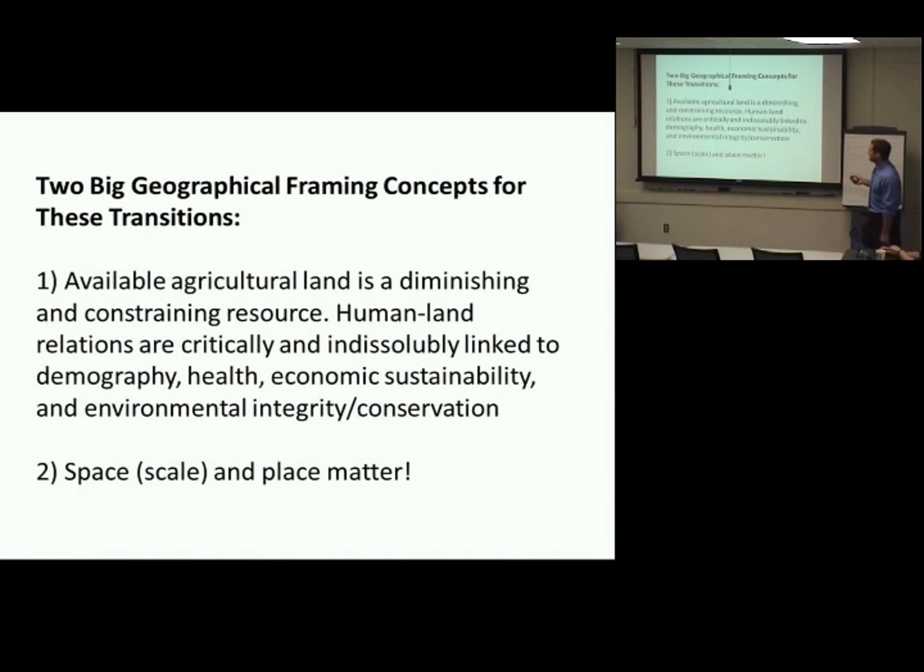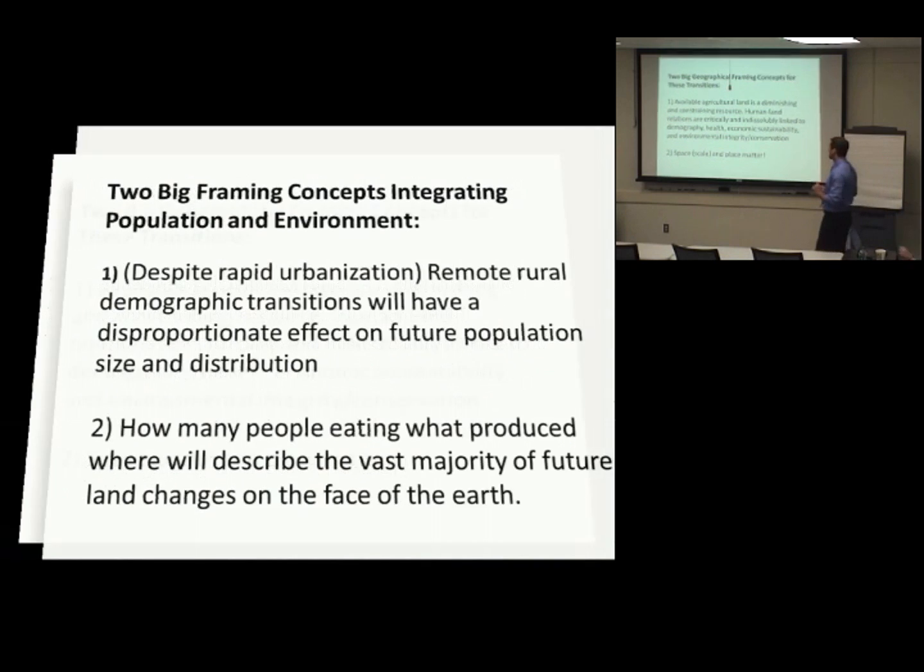There are two big frame concepts here. One is that available agricultural land is a diminishing, constraining resource, and human-land relations are critically linked to demography, health, economic sustainability, and environmental integrity and conservation. I'm a geographer, so space and scale are really important, and I hope that comes out in this talk. I'm going to talk about the big picture, continental scale, and then hone in on the household level, and show how some of these things may be similar at different scales.